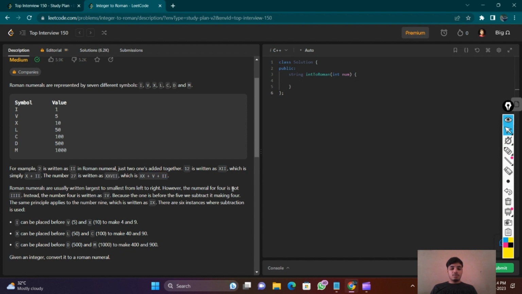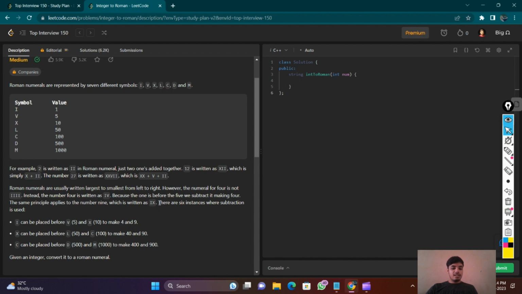However, the numeral for 4 is not IIII. Instead, the number 4 is written as IV, because the 1 before the 5 is subtracted, making 4. The same principle applies to the number 9, which is written as IX. So here you can see there is a difference for these two, 4 and 9: the smaller one is before the larger one, and because of this, to get the value we subtract the smaller one. I is subtracted from V, and similarly I is subtracted from X to get 9.